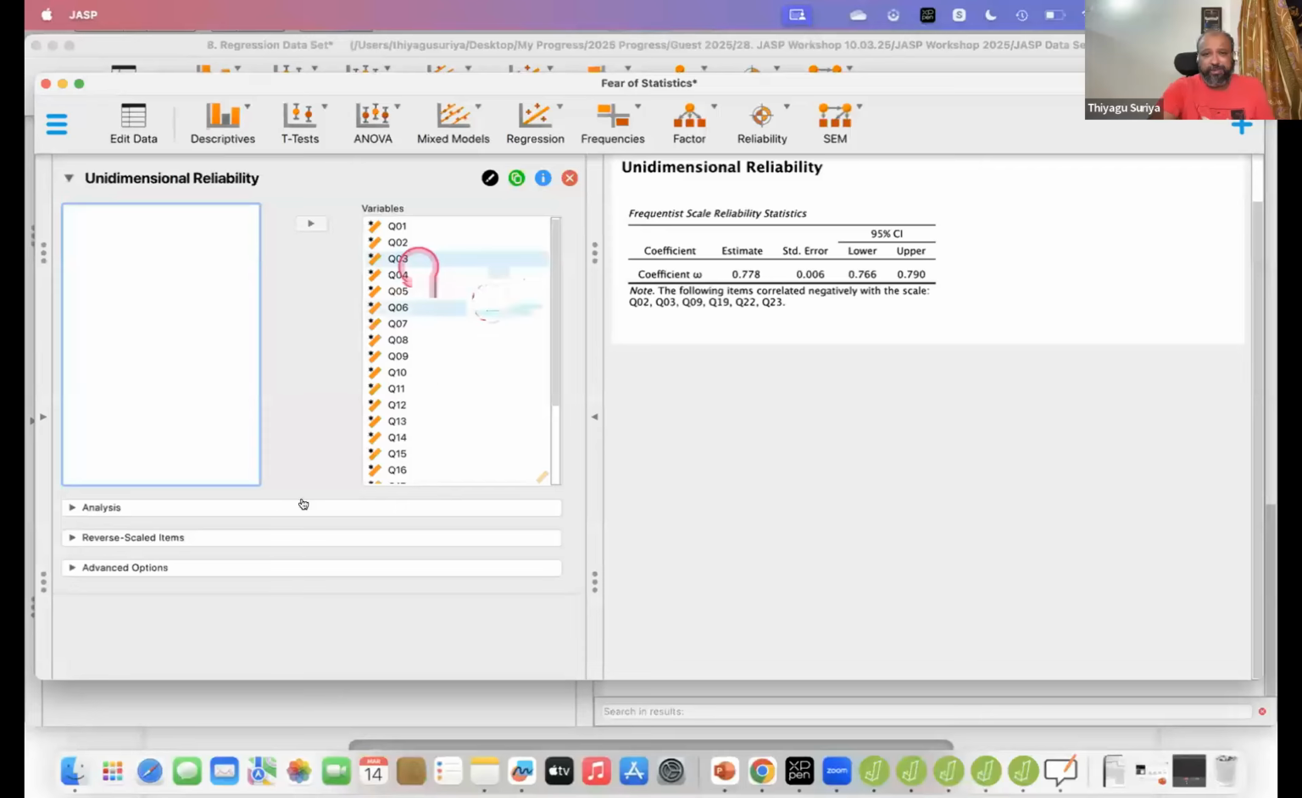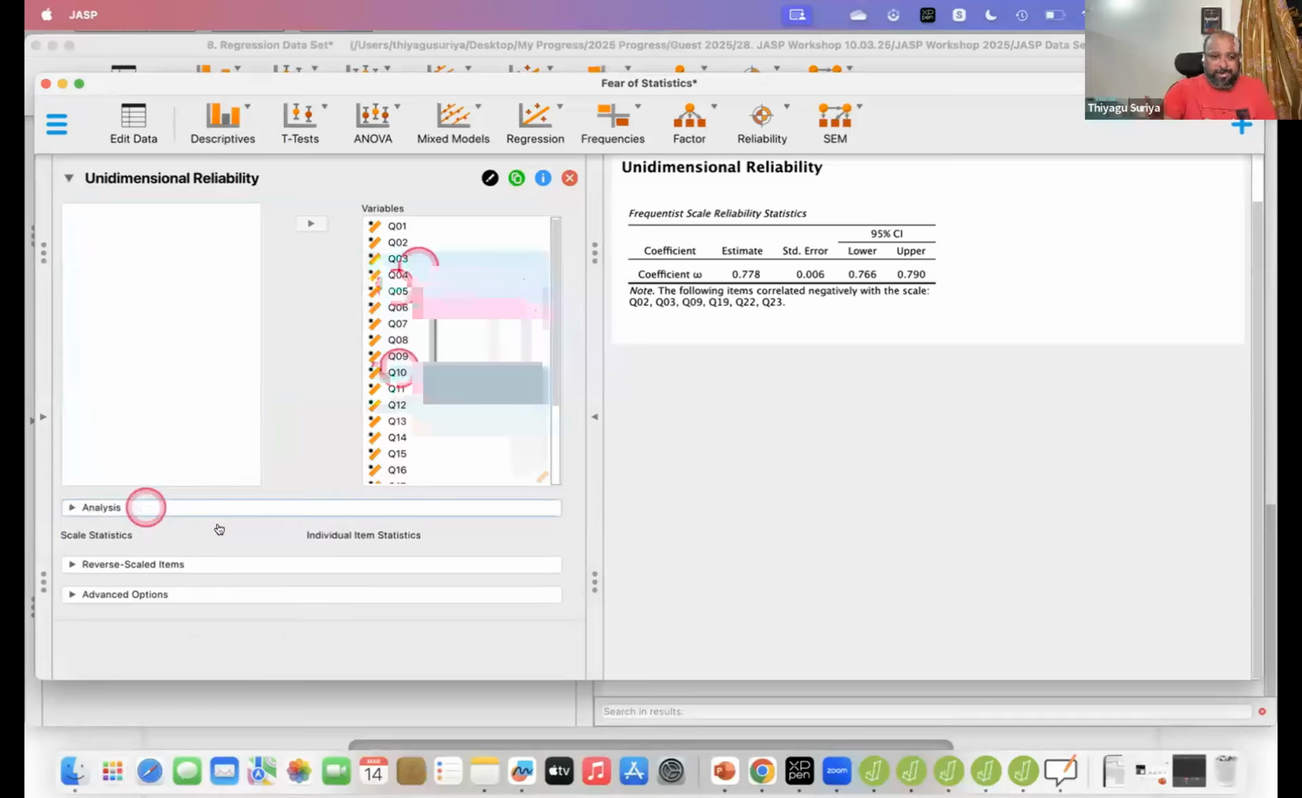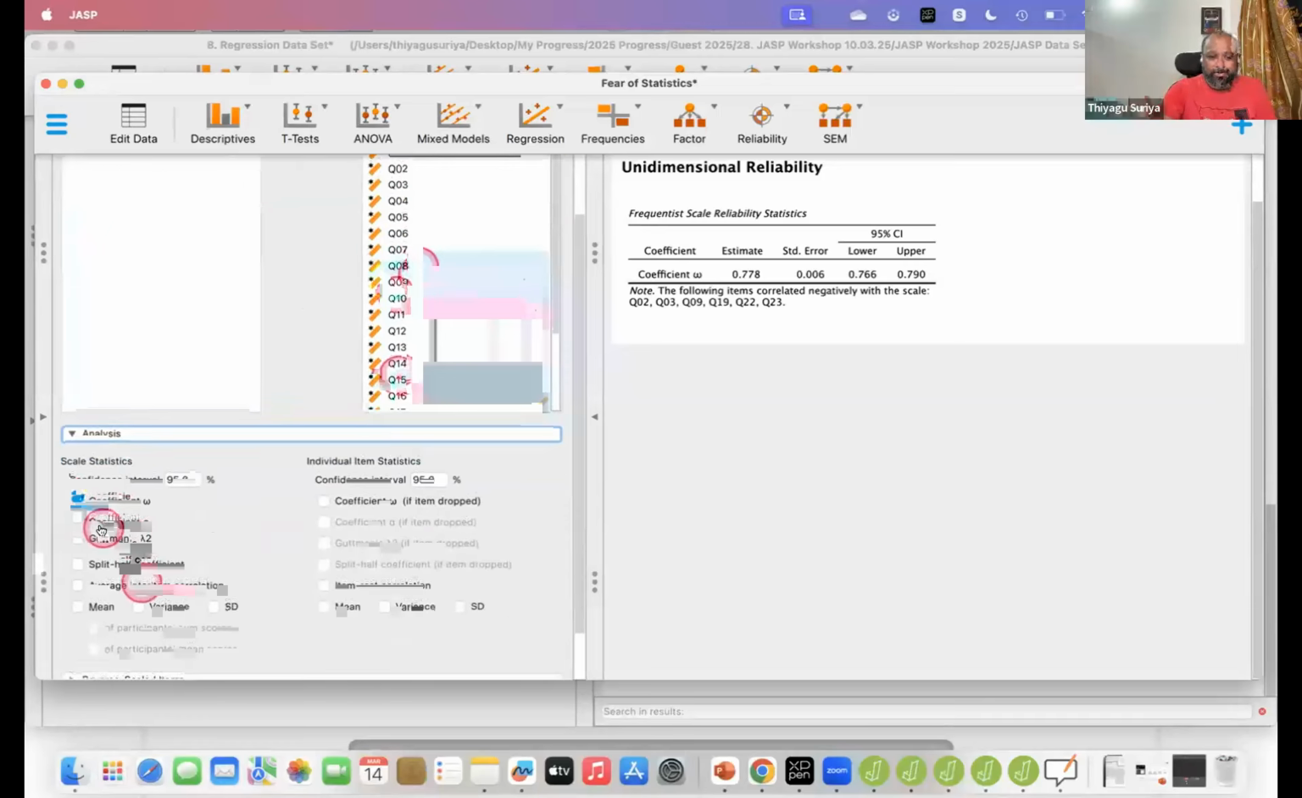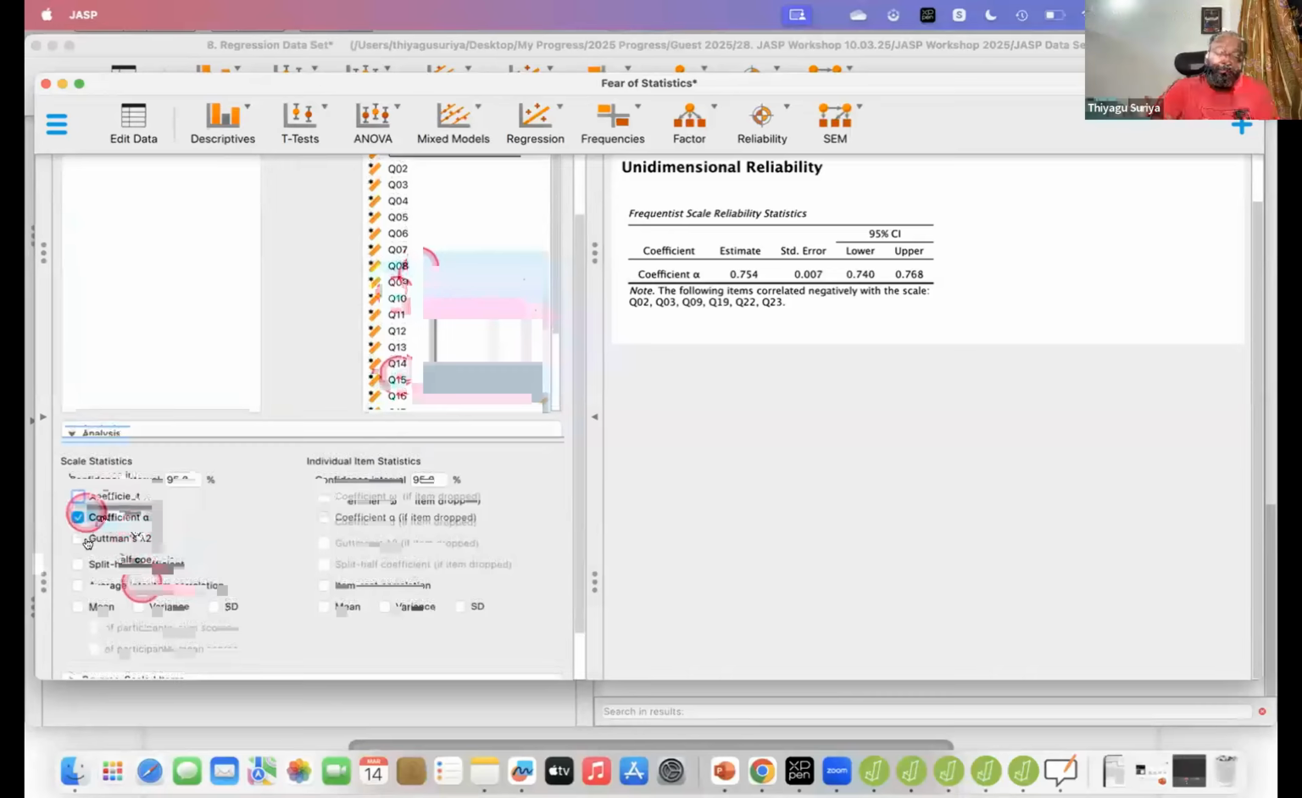You can put them there, just drag and drop, right? And go to the analysis. Basically, selecting McDonald's omega, the coefficient omega, is a part of the reliability. But select the alpha, that is called Cronbach. This is an alpha, Cronbach. So now, if the alpha value is more than 0.7, it is acceptable. It's reliable.